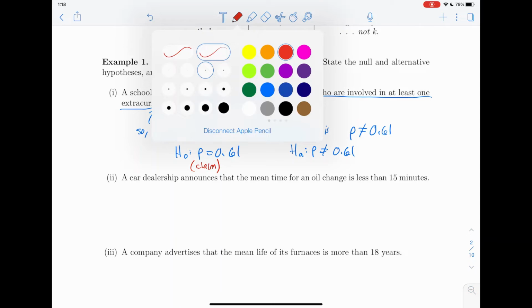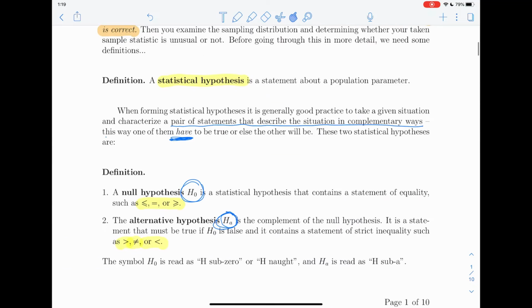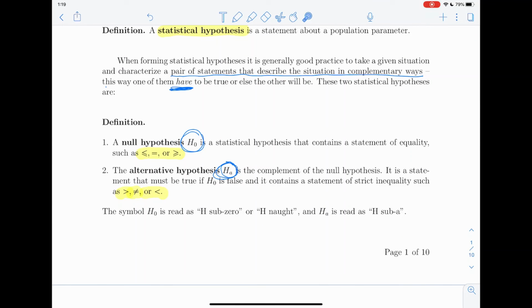The next example has us looking at a car dealership that announces that the mean time for an oil change is less than 15 minutes. The word mean tells me that there's going to be a mu, and we read the words less than, that implies that it's going to be strictly less than 15 minutes. Remember that the less than symbol goes with the non-equal hypothesis, which is the alternate hypothesis.